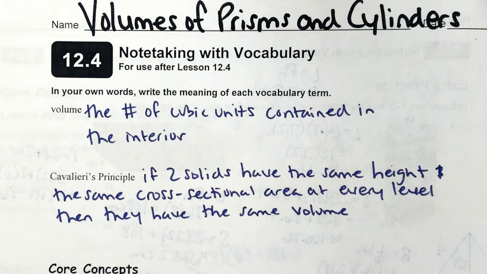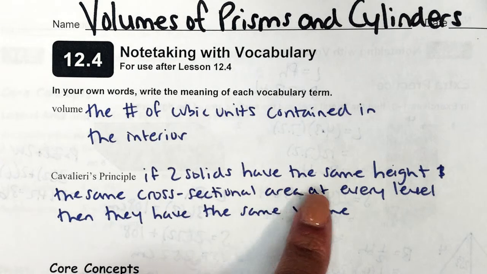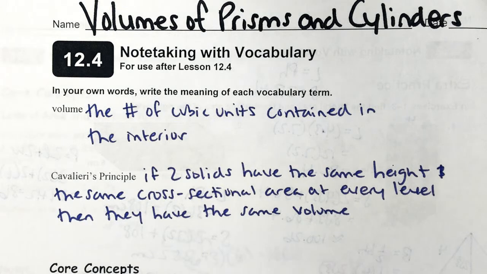Now Cavalieri's principle is if two solids have the same height and the same cross-sectional area at every level, then they have the same volume. So this is where we're comparing two figures, and we will see an example of Cavalieri's principle later on. Now we have two core concepts, and that's the volume of a prism and the volume of a cylinder.